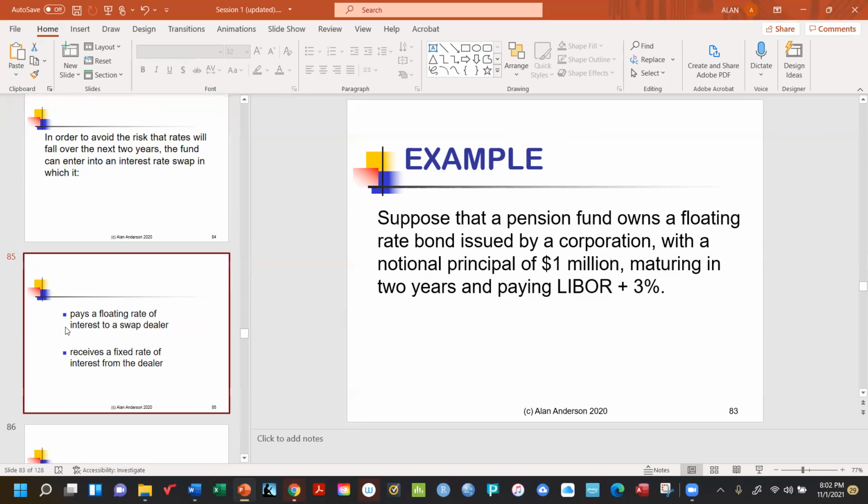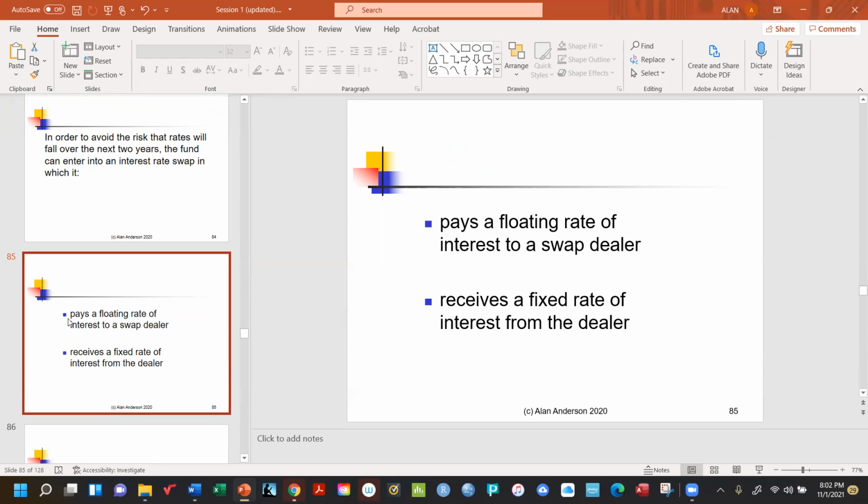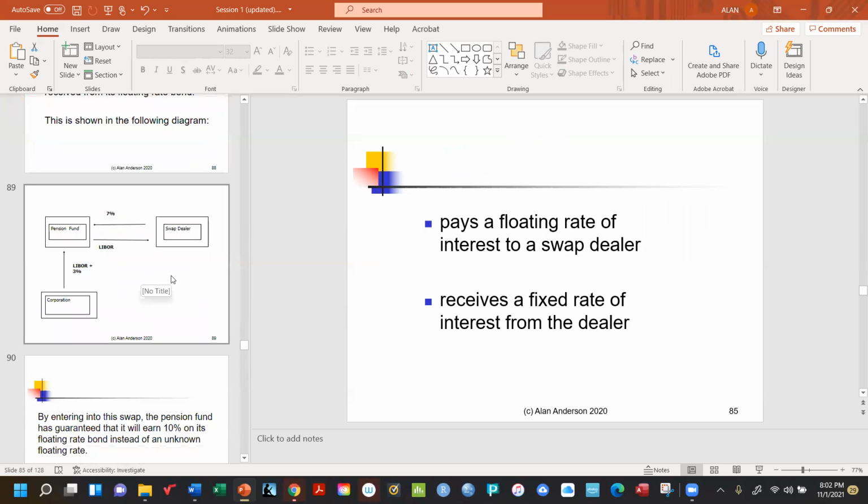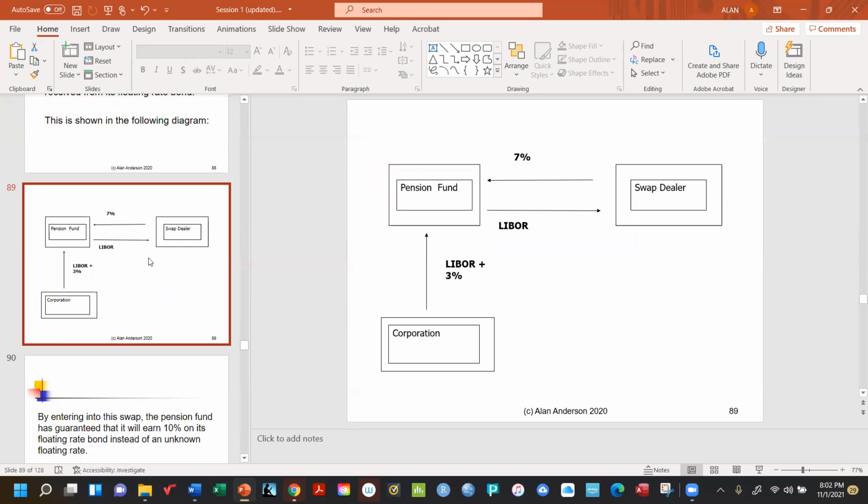Well, they'll approach a dealer and offer to pay a floating rate to the dealer in exchange for a fixed rate. So let's take a look at a diagram to see how this would work out. So they're going to pay floating, but they're going to get fixed. Okay, so here we go. Now, remember, they own this bond, so they're collecting LIBOR plus 3. They're going to now turn around and deliver this LIBOR to the dealer in exchange for 7%.